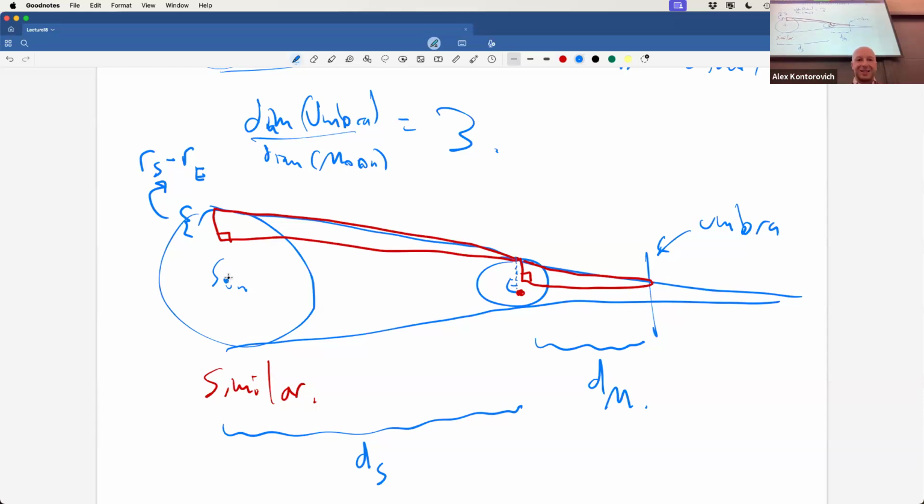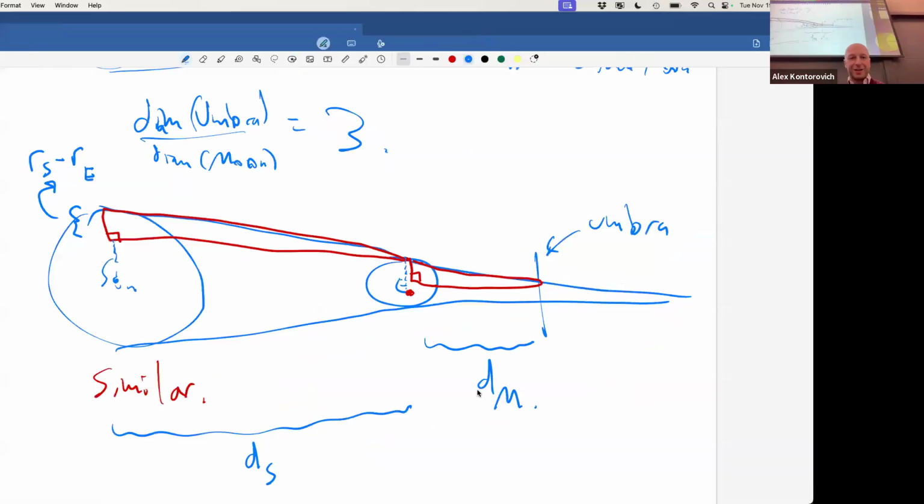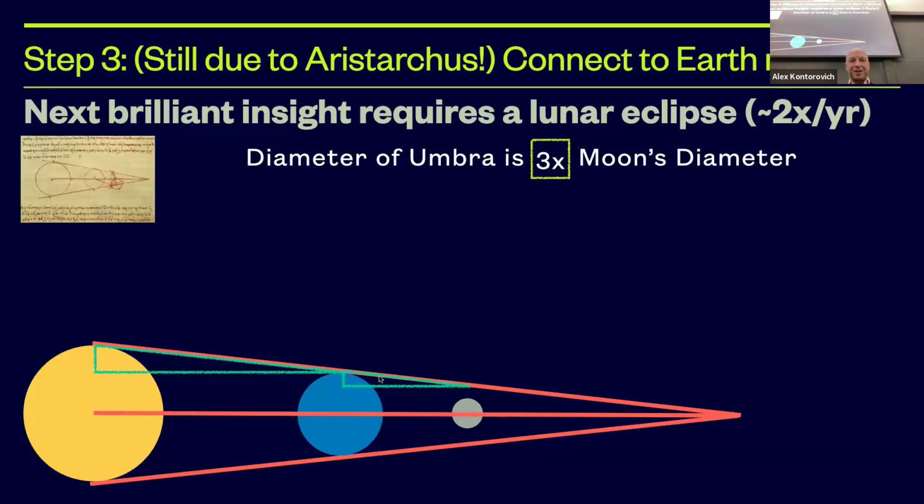This distance is the same as that distance. Let's see if we can see it better in this picture. This distance is the radius of the earth, which is exactly that distance, because these lines are parallel. So this triangle is not going to the center of the earth, but this triangle starts from the radius of the earth and goes to the radius of the sun. Does that make sense?